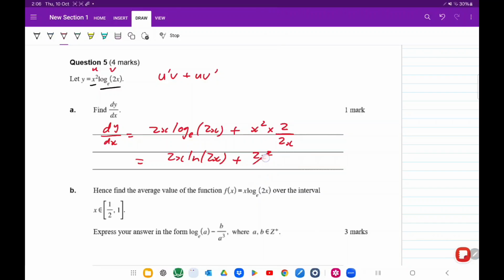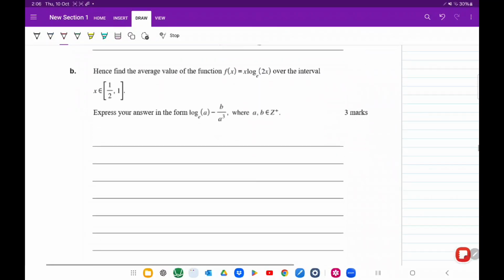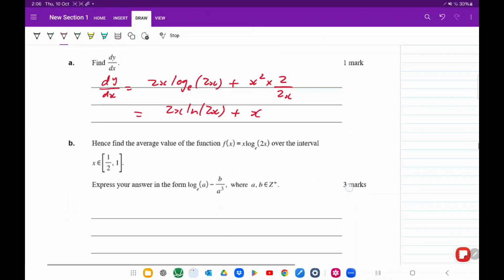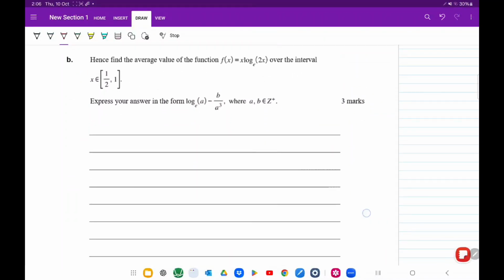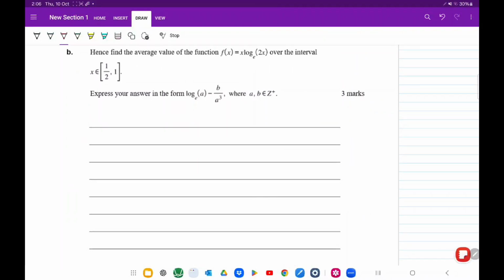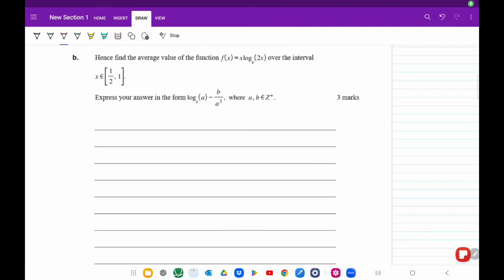And this simplifies to x. Alright, now this next question says, hence find the average value of the function for this. And to find the average value, let's first understand what the formula is. I'm going to pause this one. This is quite a hefty question, but let's take it step by step.